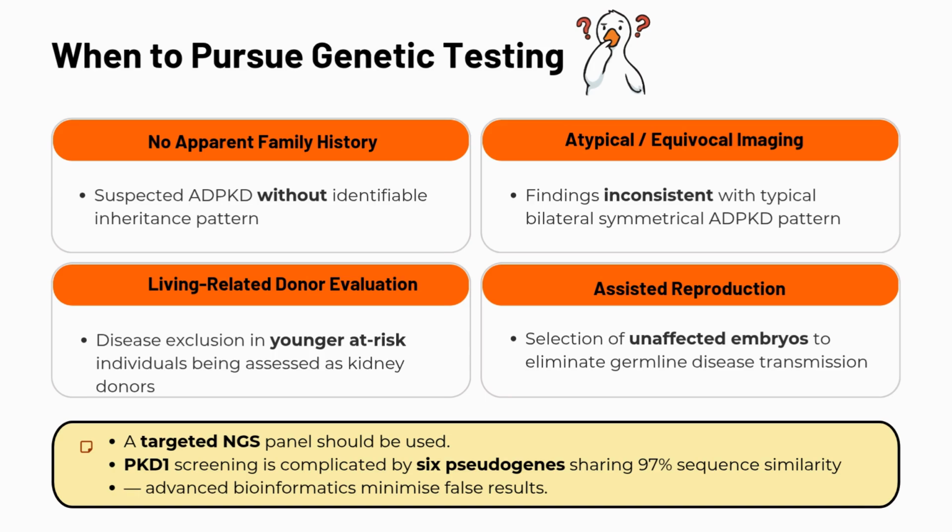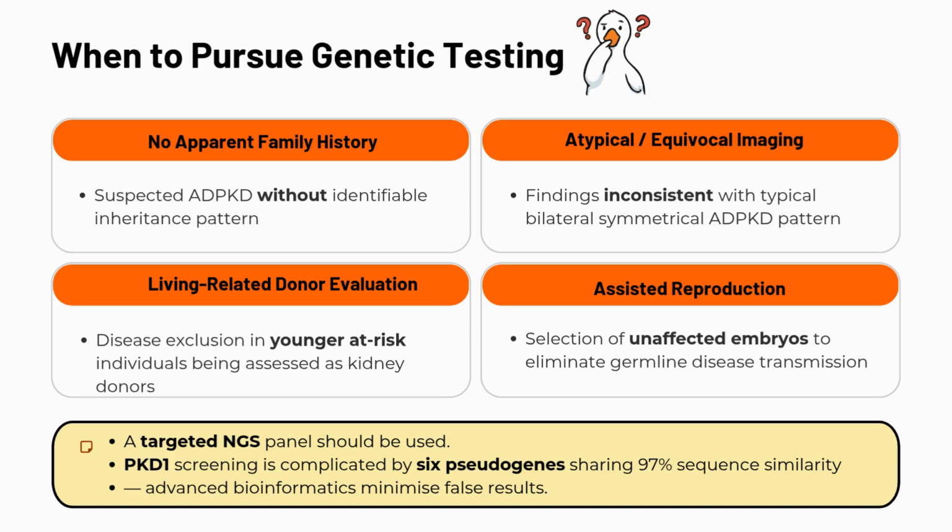Now, the key practical question: when should we actually order genetic testing in ADPKD? Because it's not needed for every patient. First indication, no clear family history. If you suspect ADPKD but there is no identifiable inheritance pattern, genetic testing becomes very helpful to confirm the diagnosis. Second, when imaging doesn't fit the classic pattern, for example, asymmetrical cysts, few cysts, or discordant findings. In these cases, genetic testing helps clarify whether this is ADPKD or another cystic disease.